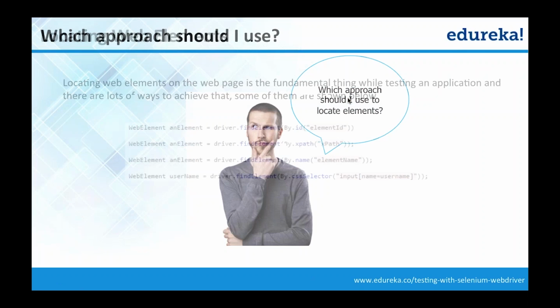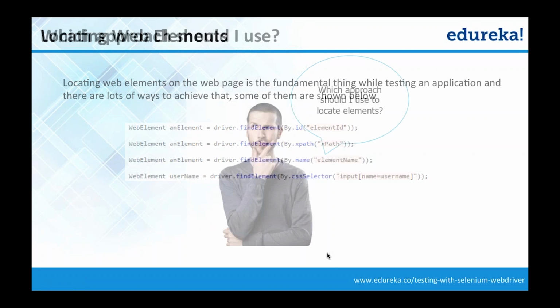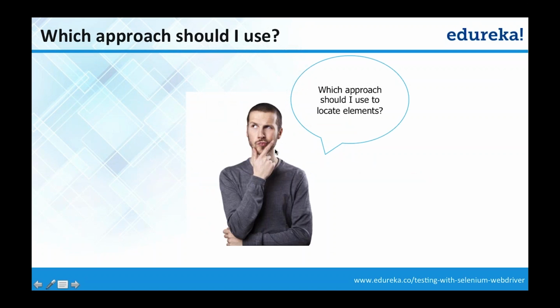So you have so many options in the list. Which one should you go with? In what scenario should you go with ID? What are all the possible cases in which you should go with XPath? When should you go with name? And when should you go with CSS? Still, after having these many approaches, we are always confused about which one to take, right?